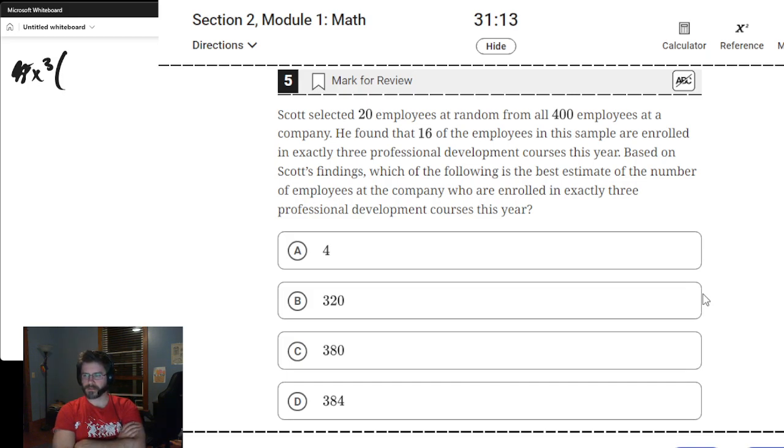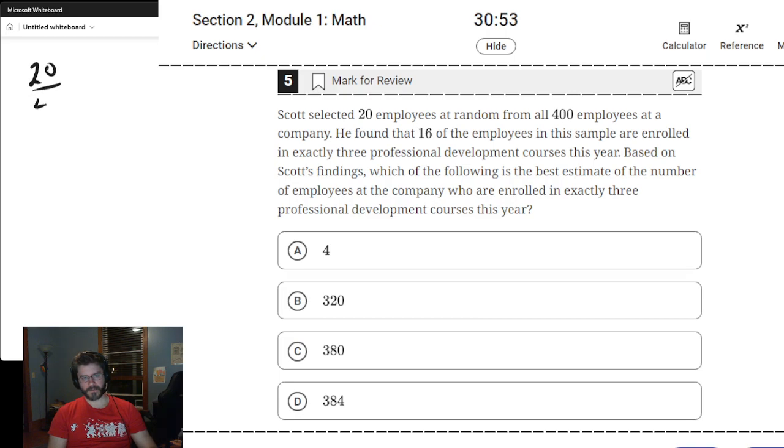We have a first real word problem here. So it's a probability question. Stats and probability is the question bank category. 20 employees at random from 400 employees at a company, so 20 out of 400 is a fraction that we might set up.